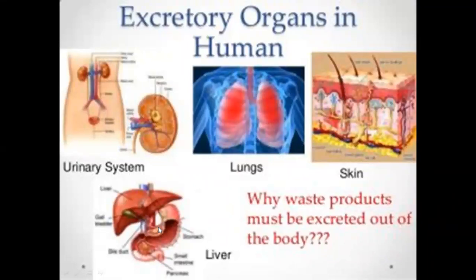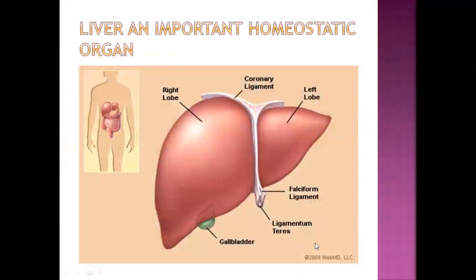liver performs very important functions in whole body metabolic activities, and also performs an excretory function as it produces bile. Liver is called an important homeostatic organ. Why is it called a homeostatic organ? Because it performs major functions of homeostasis, or balancing, in the body.